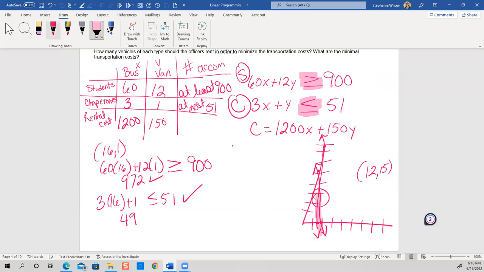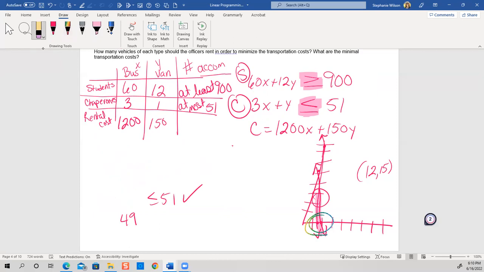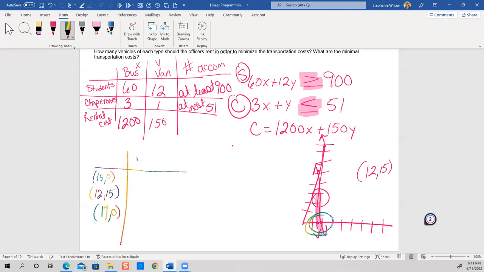What does that tell me? That tells me the ordered pairs that I'm going to use to get my final answer. It's going to be these y- or x-intercepts because they're the ones in the area that makes a true statement for these inequalities. So let's do this. Let's create our table. So I got ordered pairs 15, 0, 12, 15, and 17, 0. And we're going to plug them into our cost formula.